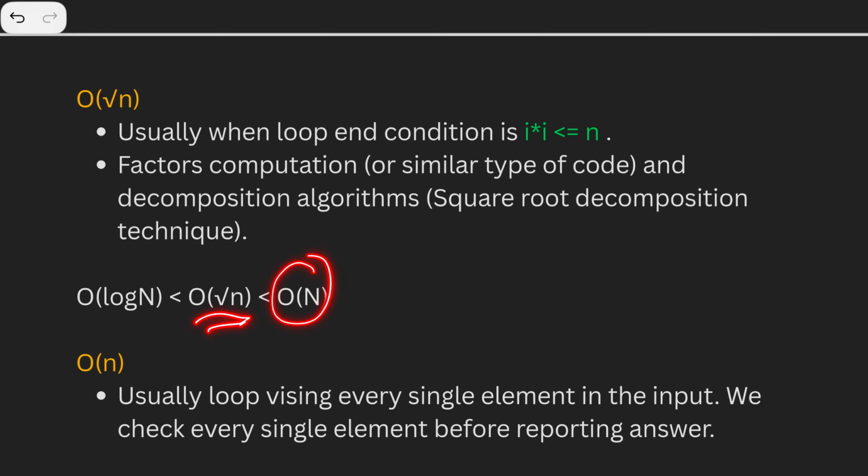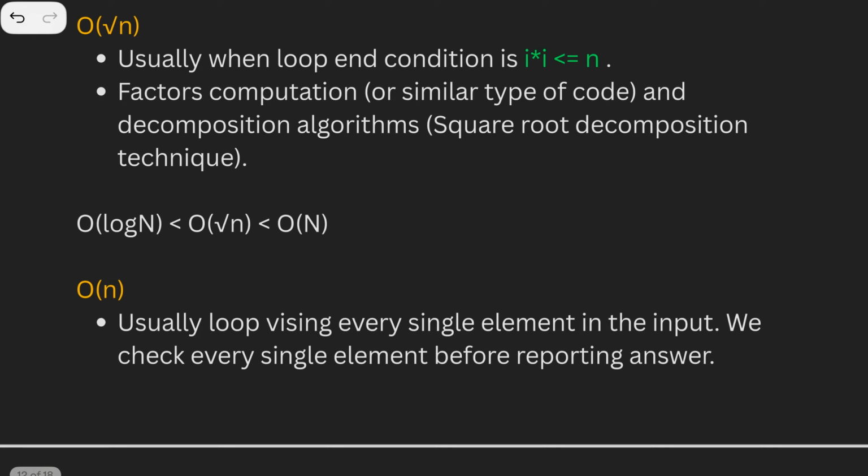O of n is definitely greater than root n, and log n is the fastest one. What is O of n? Well, usually we are looping through every single input element. That's when we have this O of n type of time complexity.